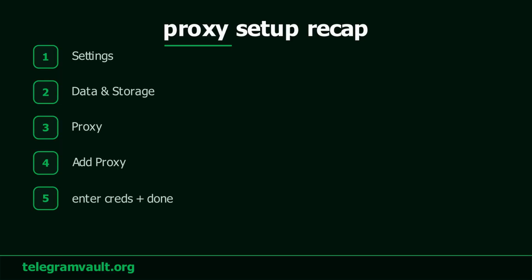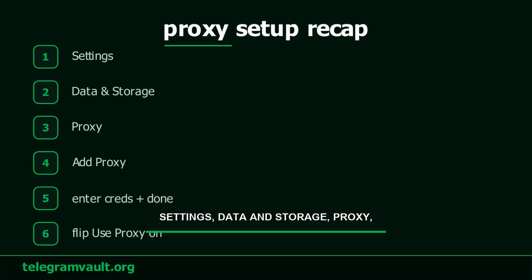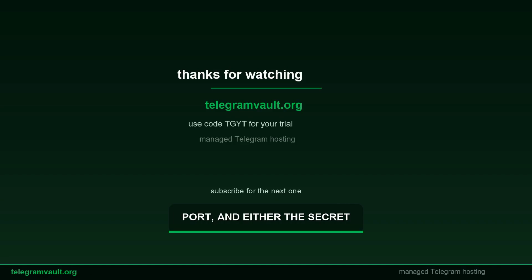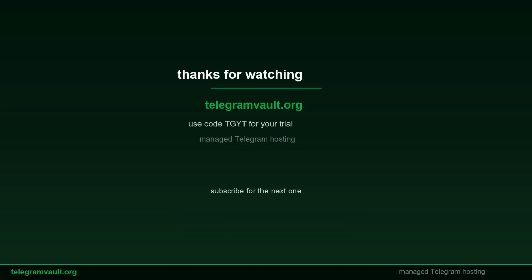So to recap, settings, data and storage, proxy, add proxy. Pick mtproto or SOCKS5, paste server, port, and either the secret or your user and pass. Tap done, wait for the ping, then flip use proxy on. Tap a TG proxy link to do it in one step.